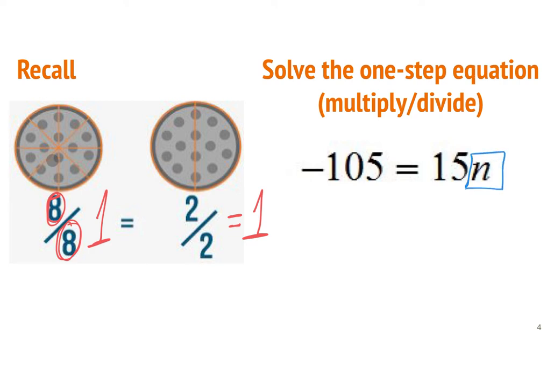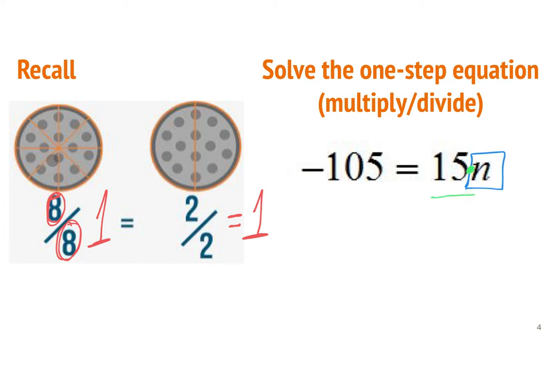Meaning that we want to get the 15 away. And then this time, we're always doing the opposite. So 15 and n are actually being multiplied together, because remember, in math, when you have a number and a letter next to each other, it means multiplication. So what is the opposite of multiplication?